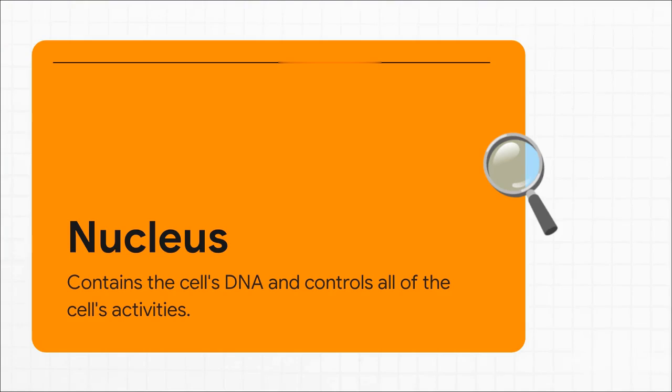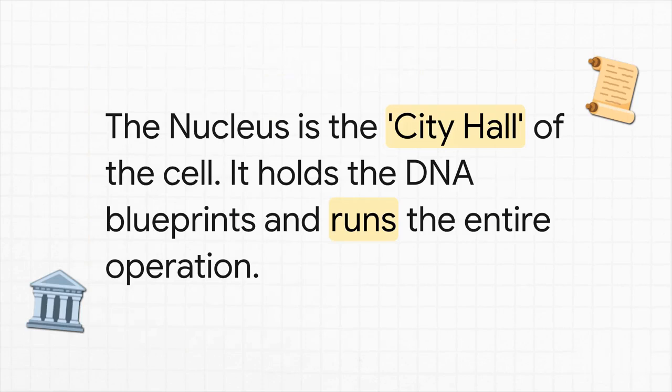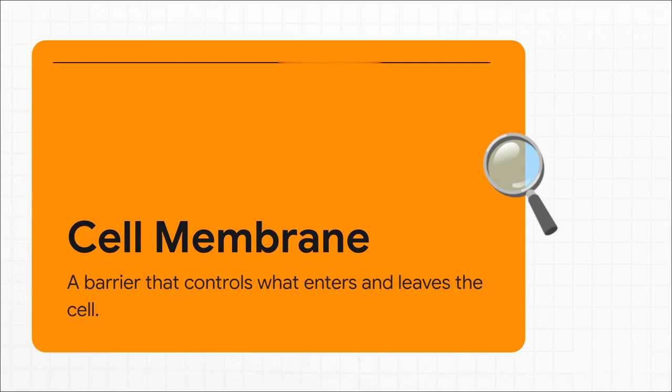First up, the big boss, the nucleus. This is a pretty large structure, and its main job is to hold the cell's DNA. And that DNA, well, that's the genetic code. It's the master instruction manual for absolutely everything the cell does, from how it grows to when it divides. So in our cell's city, the nucleus is City Hall. It's the central office where the master plans, the DNA, are kept safe. It's in charge of sending out all the orders and making sure the whole city is running just the way it's supposed to. Simple as that. No nucleus, no control.